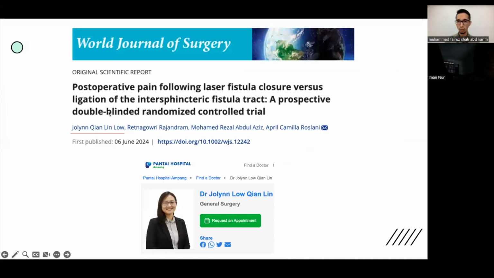This is quite new, quite fresh. One of my colleagues, Jolene, who is currently a consultant GS in a private hospital, this was her thesis topic, done during her master program. So you see that if you've done well, done proper manuscript writing, done proper research, the world will recognize your research by allowing you to publish in one of the prestigious journals. This was published recently, this month, in the World Journal of Surgery.